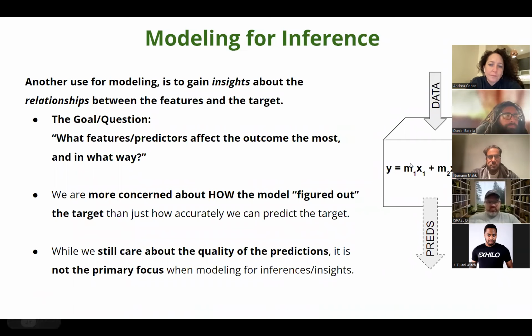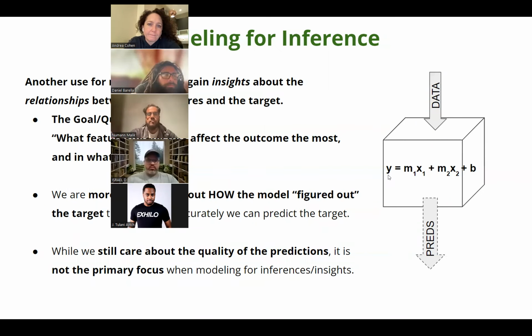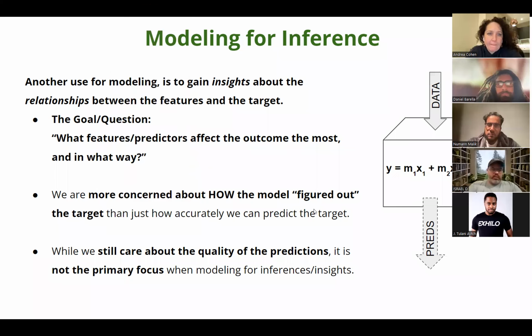If you look at this picture, y = m1x1 + m2x2 + b. This is our linear regression equation. These are the coefficients, these are your features, and this is your constant term, the baseline. And then it will give you the output. See the coefficients here. We can see how the weight is assigned by the model. So now we are more concerned about the relationship between the features and the target. That's why we are talking about modeling for inference.